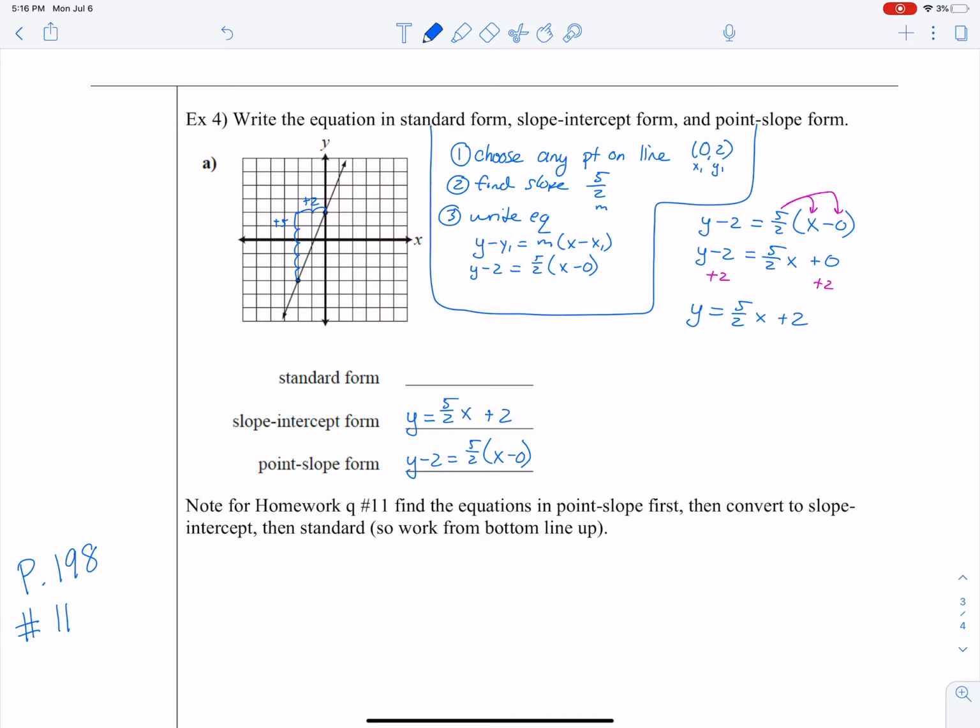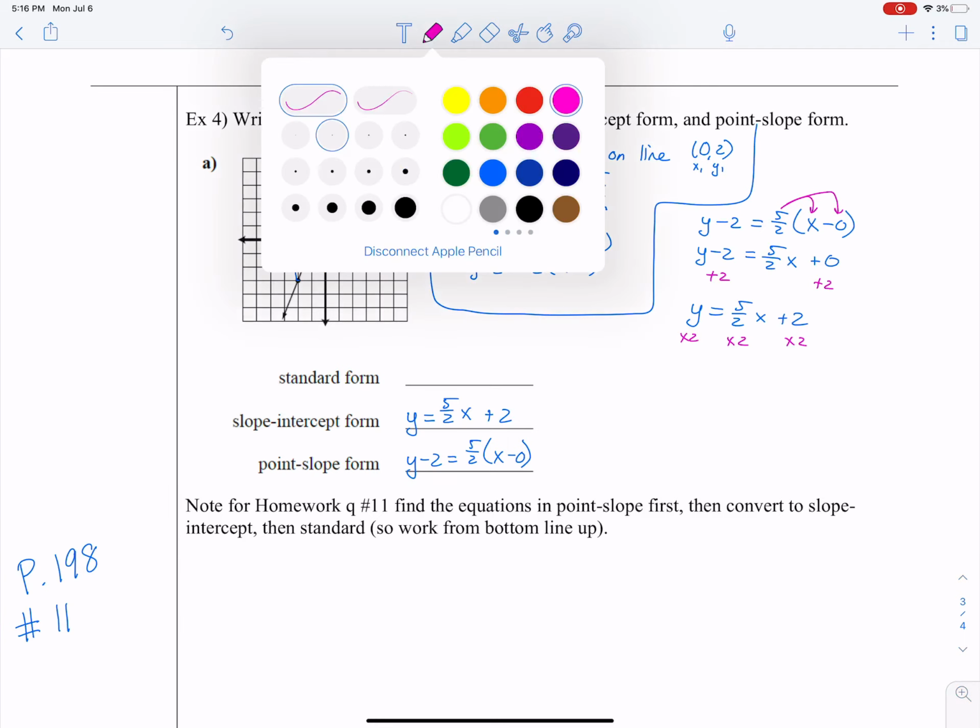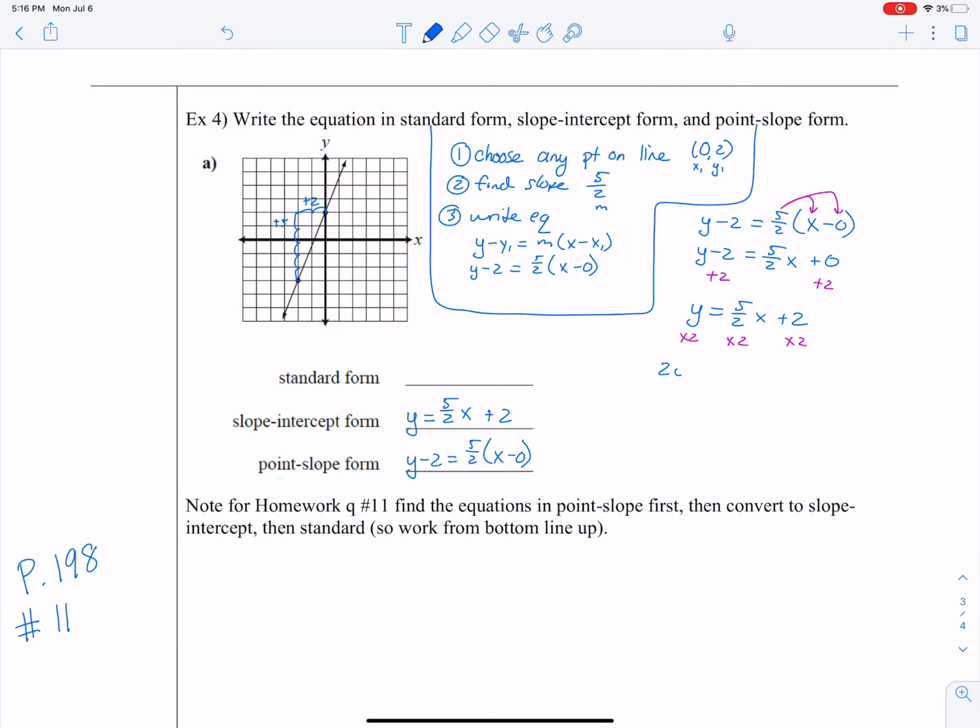And I'm going to keep going now and turn this into standard form. So in standard form, I don't want any fractions. So I'm going to multiply everything by the denominator to get rid of my fraction. So I end up with 2y is equal to 5x plus 4. Then I need to move this over to the other side. So I'll do the opposite, which is subtract. So I get negative 5x plus 2y is equal to 4.